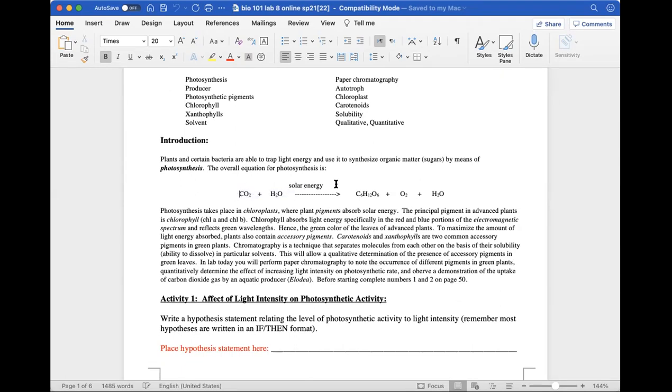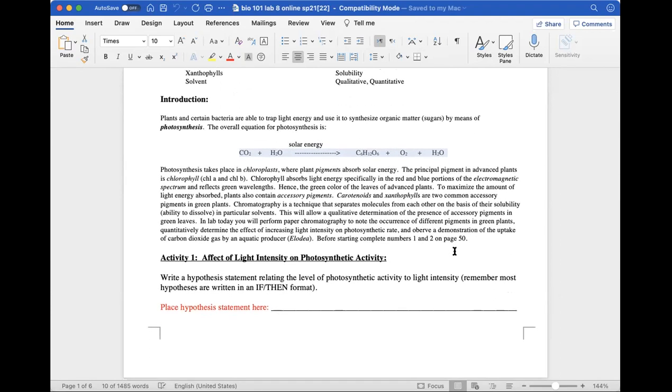The overall equation for photosynthesis is shown here, which you should be really familiar with by the end of this lab. Photosynthesis is what plants and certain bacteria are able to do with light energy. They trap light energy and use it to synthesize organic matter or sugar. So plants will take in carbon dioxide and water, and using energy from the sun, they create sugar, which is the C6H12O6, oxygen, and water.